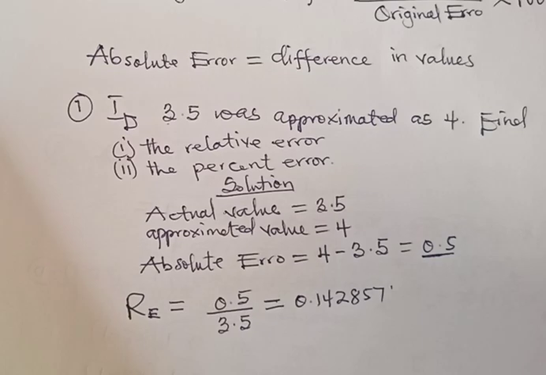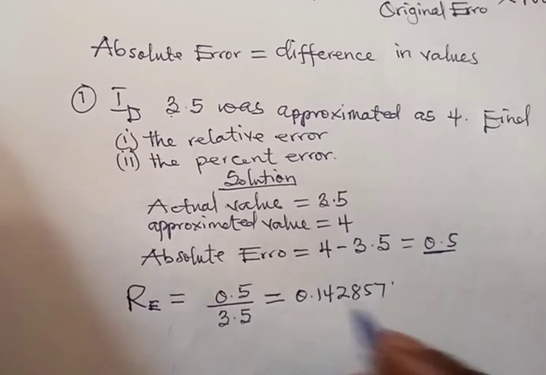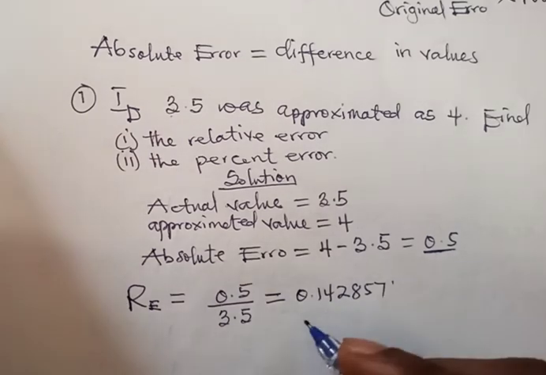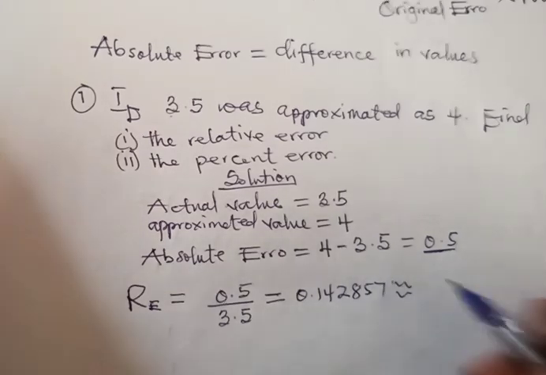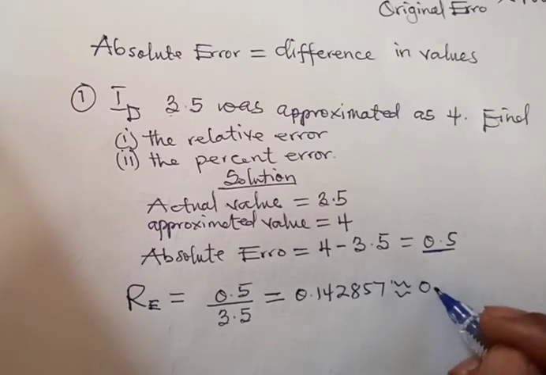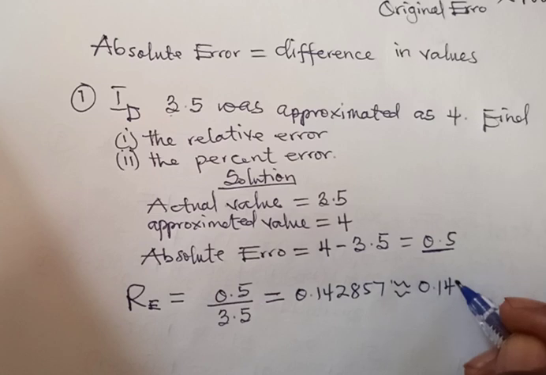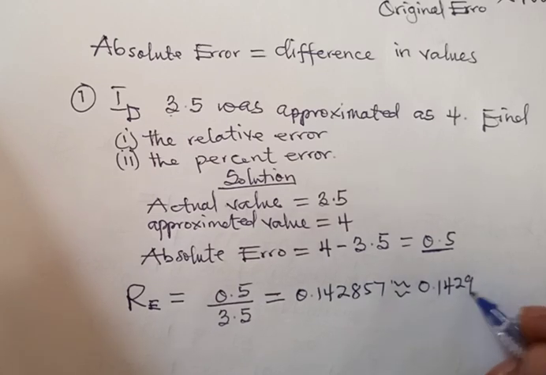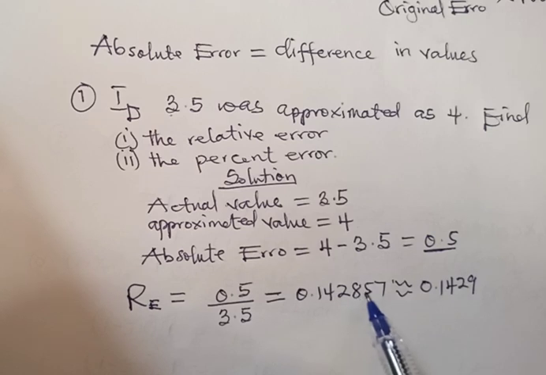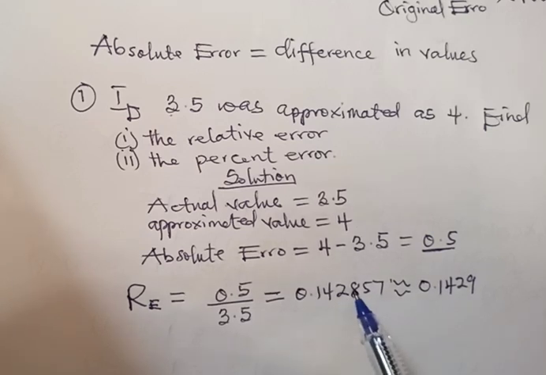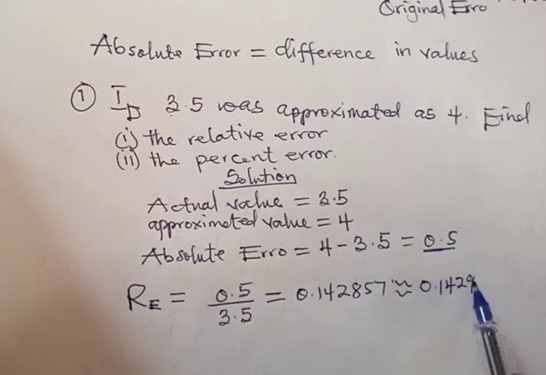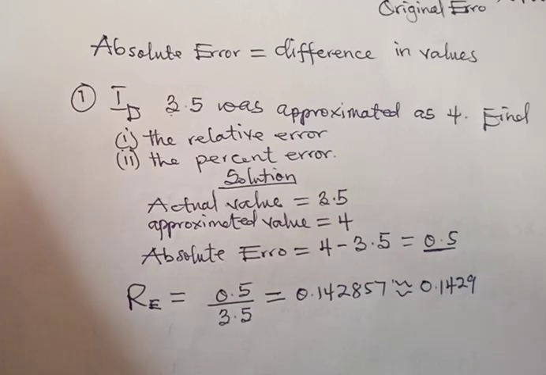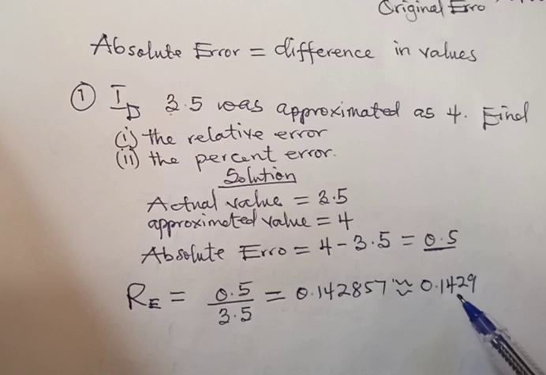So this one doesn't have a terminating value. Since this question didn't ask us to round our numbers, we can decide to approximate it to maybe 4 decimal places. So I will leave the answer as 0.142, then 4 decimal places, because after 1, 2, 3, 4, the next number is greater than 4. So I'll add 1 to it, making it 9. The question didn't ask us, I have decided to leave the answer to 4 decimal places.